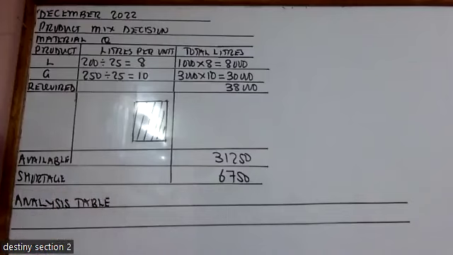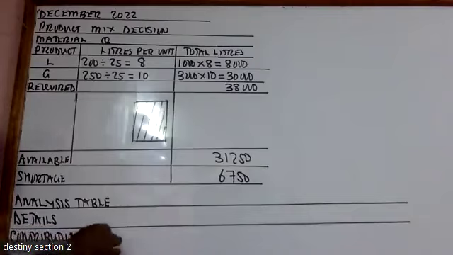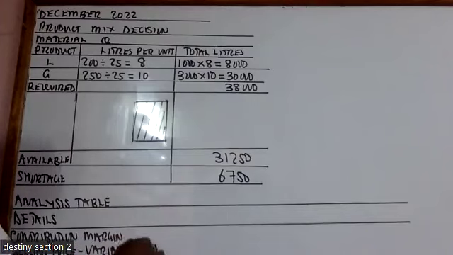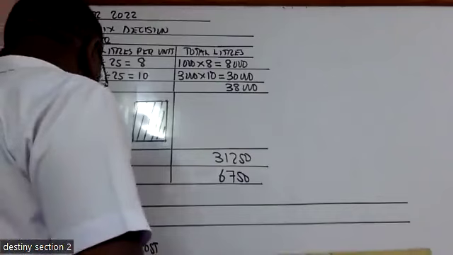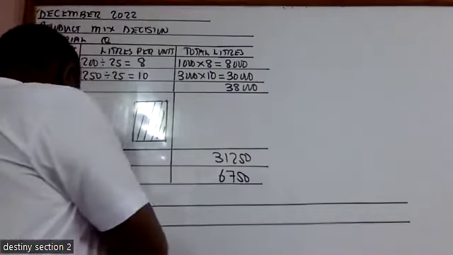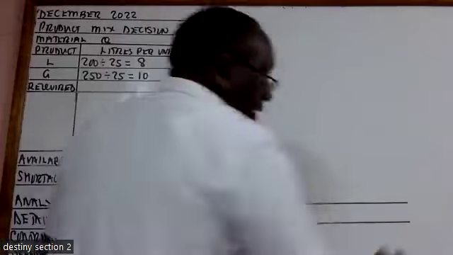And the analysis table has several columns. So the first one is called details. And in the details, the first item we bring is contribution margin. And remember, contribution margin is the selling price minus variable costs. That would be the first thing that you require to get in our first column.